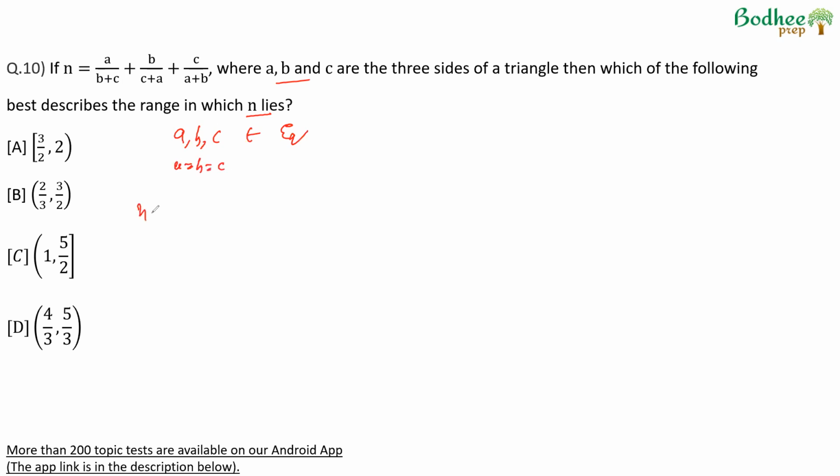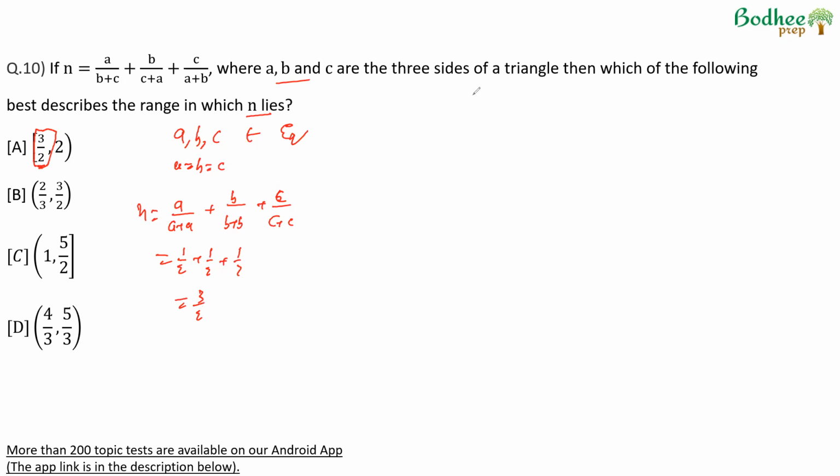In this case, n will be a upon a plus a, plus b upon b plus b, plus c upon c plus c, because all sides are equal. This will be 1 by 2 plus 1 by 2 plus 1 by 2, which is 3 by 2. And therefore, the lower range, the value of the sum being minimum, will be 3 by 2.